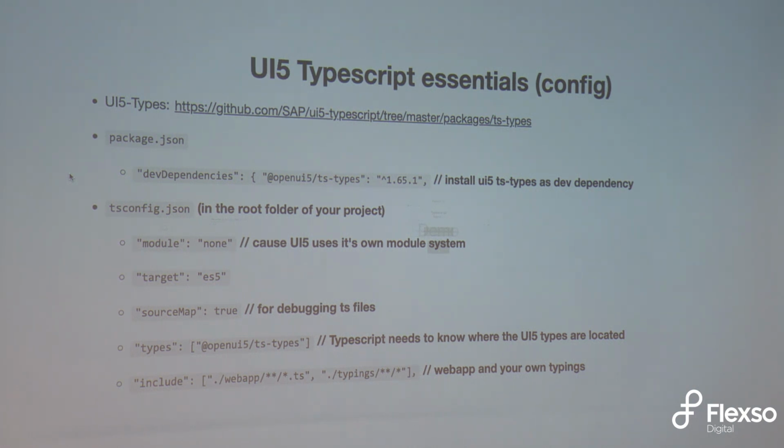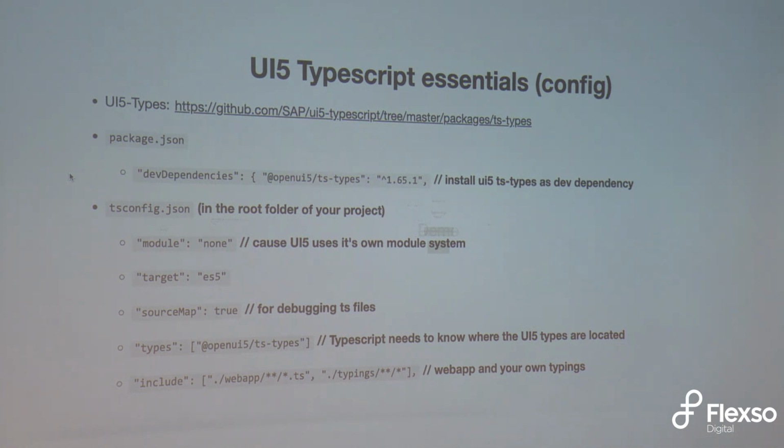Then there's the types property that has to be set. Normally, TypeScript looks into the Node module system. There's a subfolder called types, and in this subfolder, the type definitions for TypeScript are located. This OpenUI5 plugin installs these type definitions into the OpenUI5 TS types folder, and therefore you have to tell TypeScript to have a look into this folder for the UI5 types.